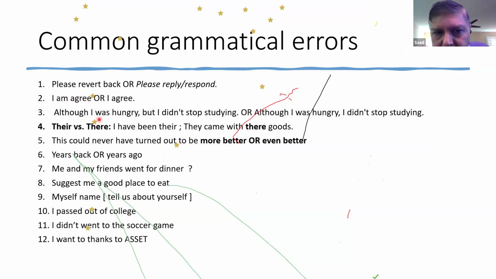Okay, third one. Which one is correct? The first one or this one? Sir, the second one is correct because although is already used here. Although I was hungry, I didn't stop studying. Very good. In the first one, although I was hungry, but I didn't stop studying is quite wrong because we have already used the word although. Yes, that's very good. Okay, this one.